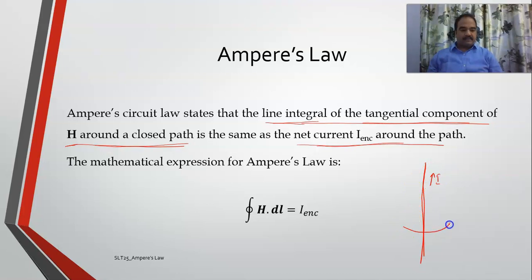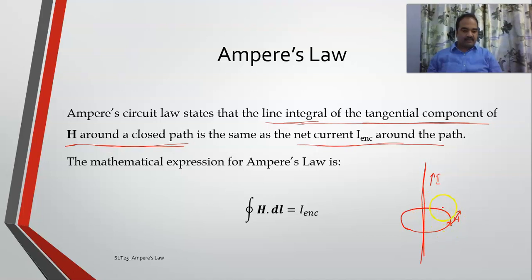So I'll take a path, and this will be in this direction. Okay. The mathematical expression for Ampere's law is the integral of H dot dl, this is my dl, is equal to I enclosed. Which means a line integral of the tangential component.